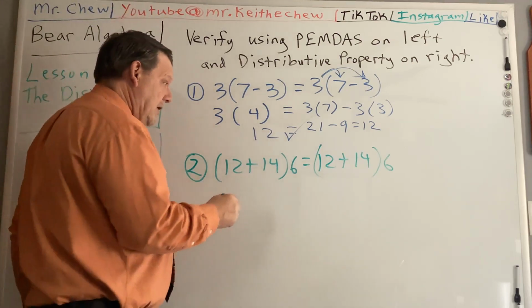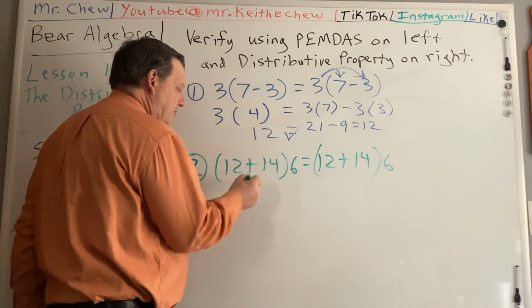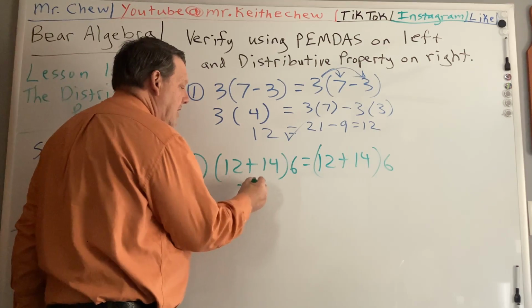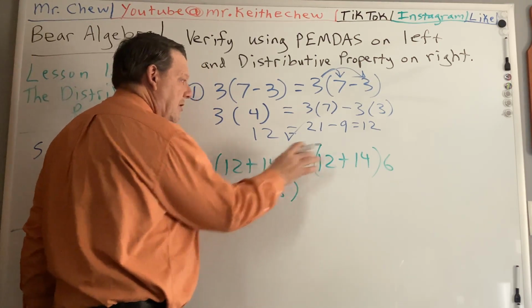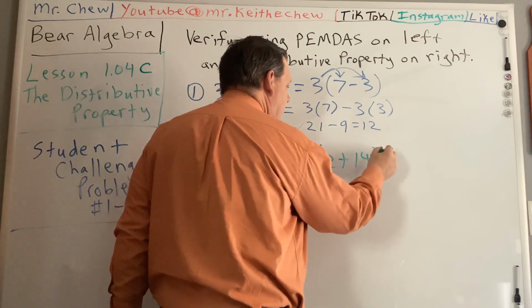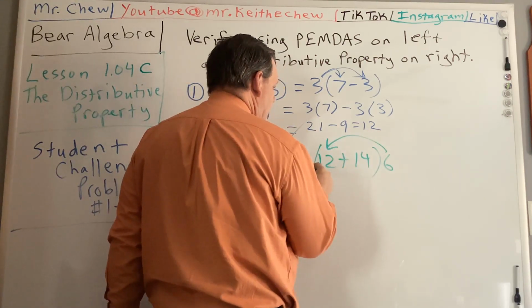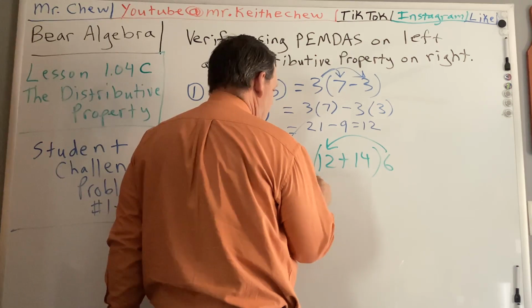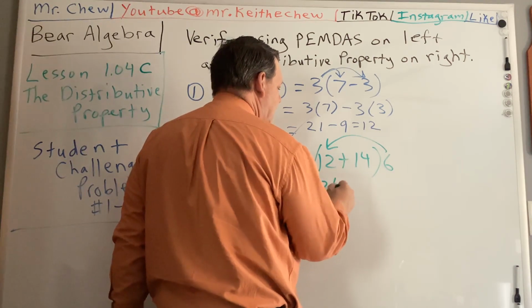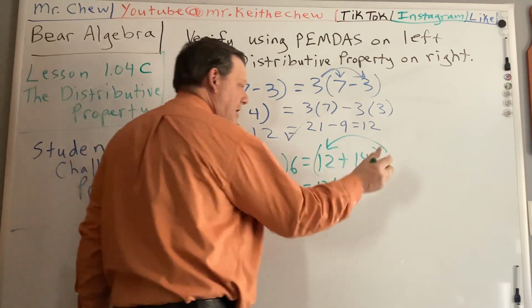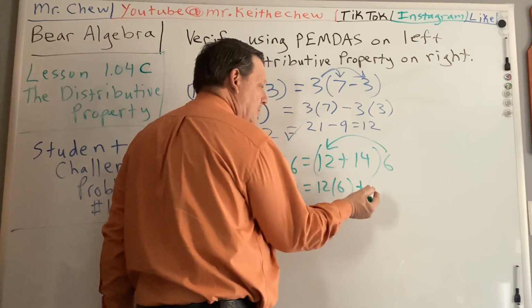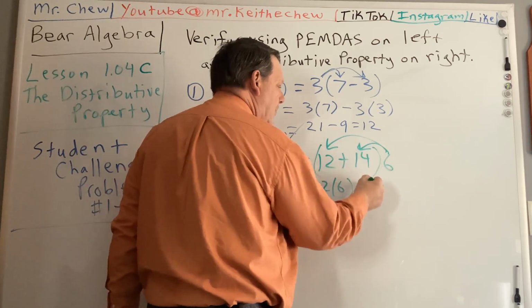Now let's do it again. The 12 plus the 14 has to be done first. And over here, we do the distributive property, which means 12 times 6. 12 has to be distributed in multiplication times the number on the outside, plus, because we're adding, the 14 times 6.